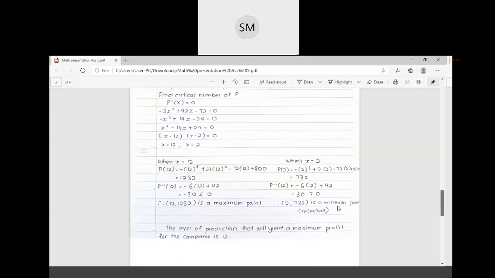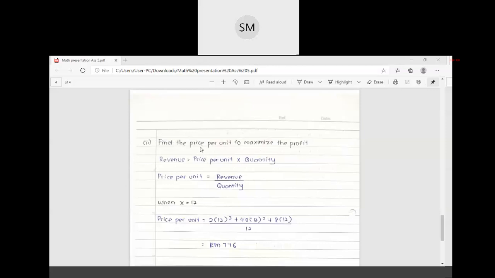So why have I written here 'rejected'? The question asks us to find maximum profit for the company. So we need to reject the minimum point here. So we can conclude that the level of production that will yield a maximum profit for the company is 12.